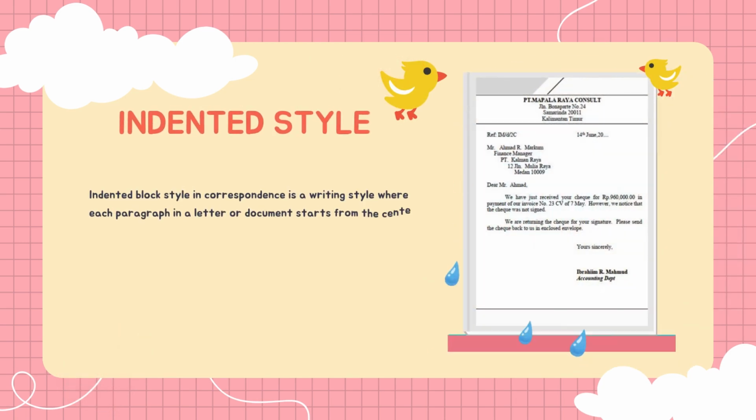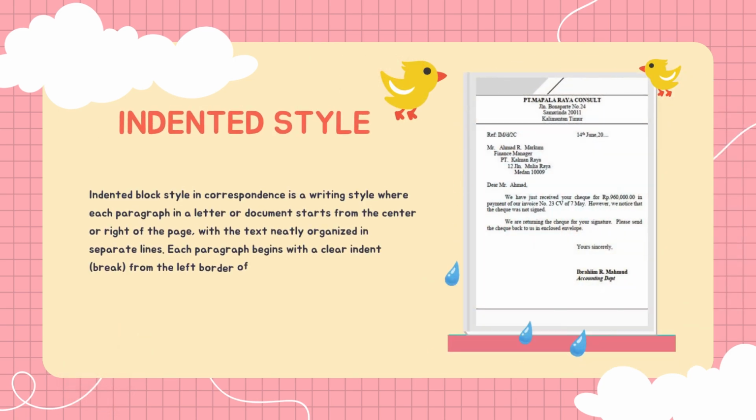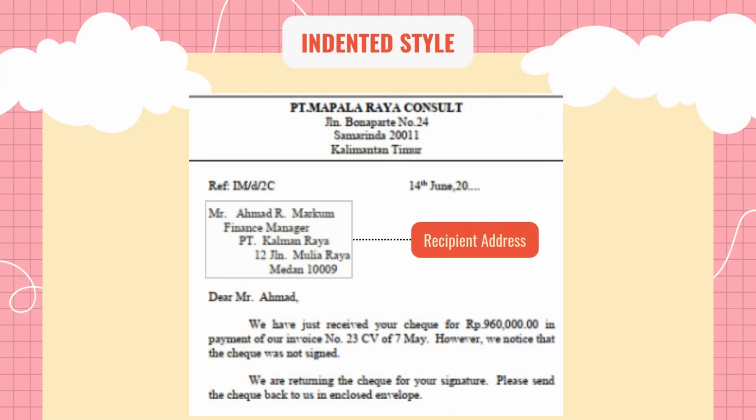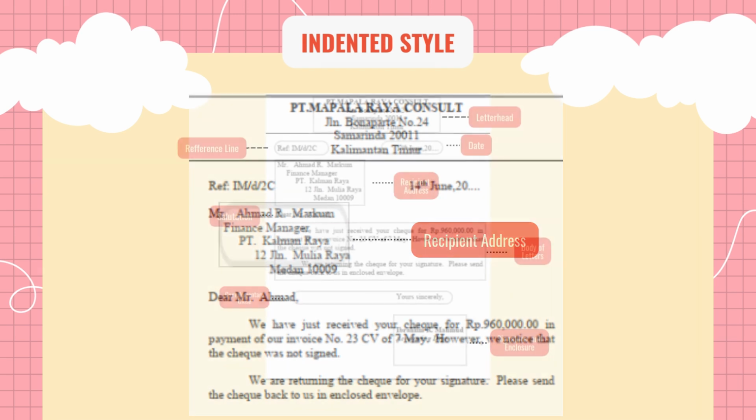Okay, next, indented style. Indented style letters are not much different from semi-block letters. The only difference is in the way the mailing address is typed. In an indented letter, writing or typing the destination address starts with 5 strokes for each line. The second line starts 5 spaces from the start of the first line. The third line starts 5 spaces from the start of the second line, and so on.